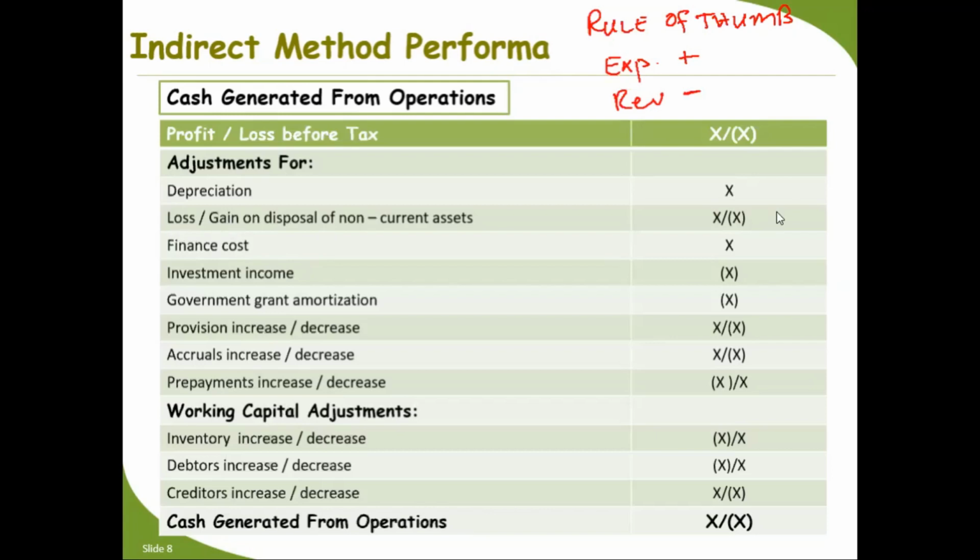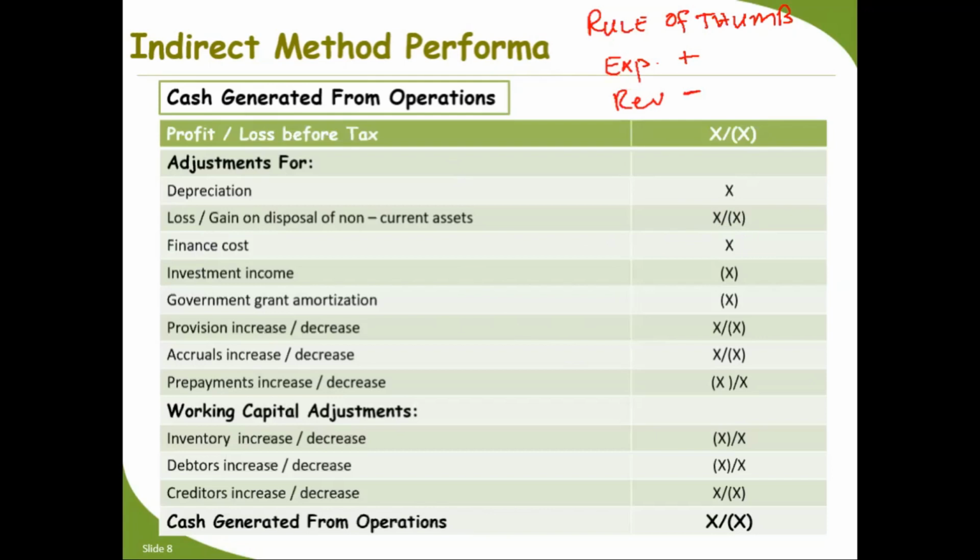If it is a loss, it will be added back. And if it is a gain, it would be subtracted, because it has increased your profit or decreased your loss, but you don't actually have an inflow of cash against that gain. Okay. So loss will be added back, and if you have a gain, it will be subtracted. Now it will depend upon the nature of the data. Sometimes you are supposed to calculate it, sometimes it will be given in your statement of profit and loss.